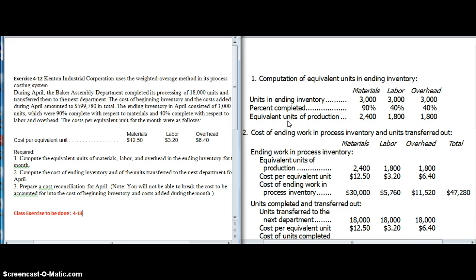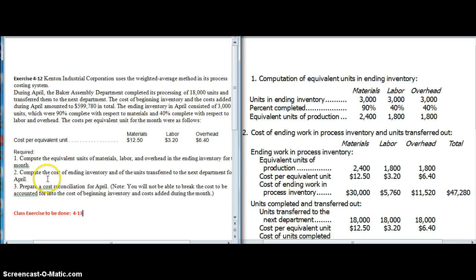Now you will compute the equivalent units of production by multiplying 3,000 with 0.9, which will give you 2,400. Similarly, for labor, you will multiply 3,000 with 0.4, which will give you 1,800, and 3,000 into 0.4 as well, which gives you 1,800. So that is the answer to question 1, which is to compute the equivalent units of production in the ending inventory for all three. Let's look at the second question.